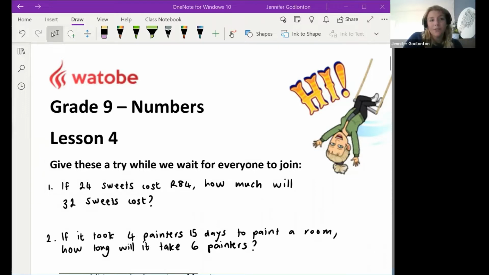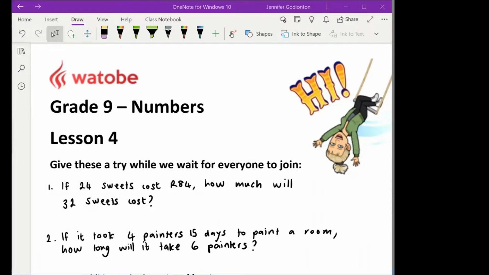So my first question to you is, is this direct proportion or is this inverse proportion? Which one is it? Who can tell me the answer to that? For question one, is it direct or is it inverse?